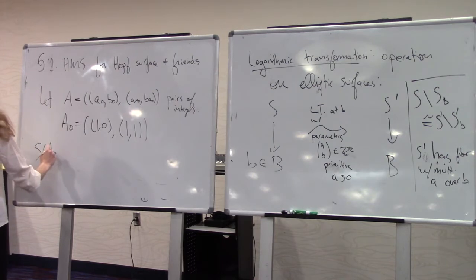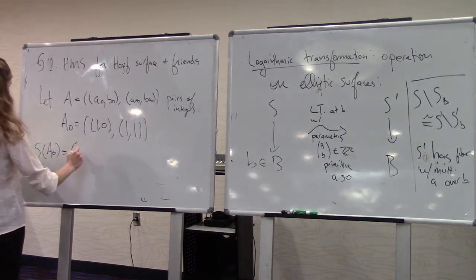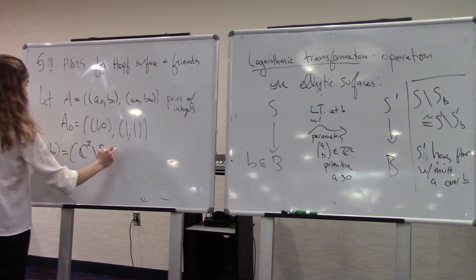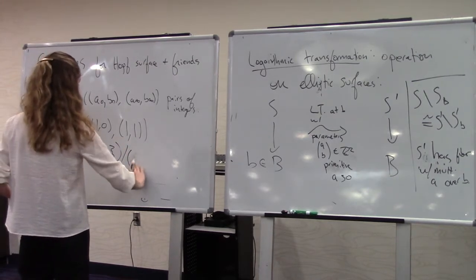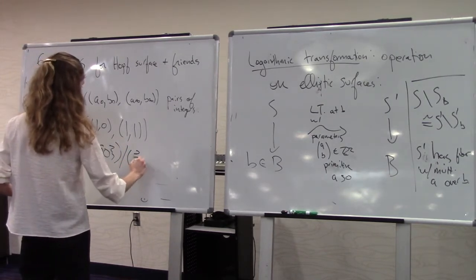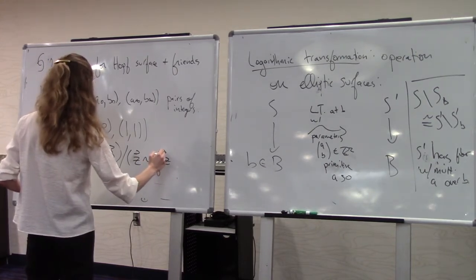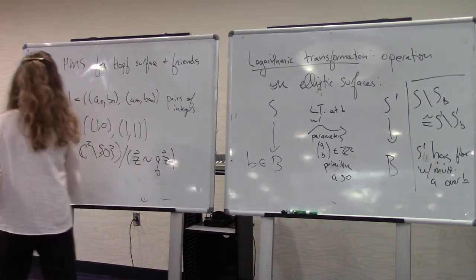So then S of A naught. The reason I'm defining this is that this is a surface you might know. So this is the Hopf surface. So it's C squared minus 0, quotiented by the relation Z is identified with QZ. Oh, sorry. So let me leave this on the board. So this is S sub q.